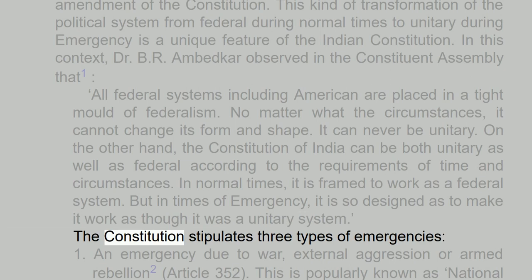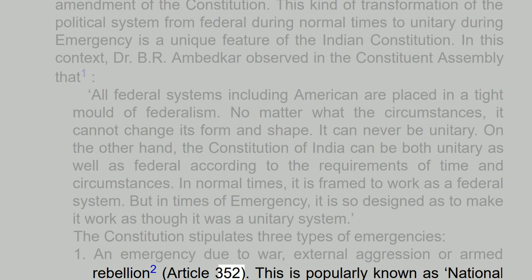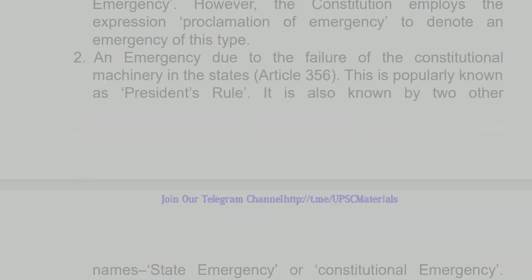The Constitution stipulates 3 types of emergencies. 1. An emergency due to war, external aggression or armed rebellion, Article 352. This is popularly known as national emergency. However, the Constitution employs the expression proclamation of emergency to denote an emergency of this type.